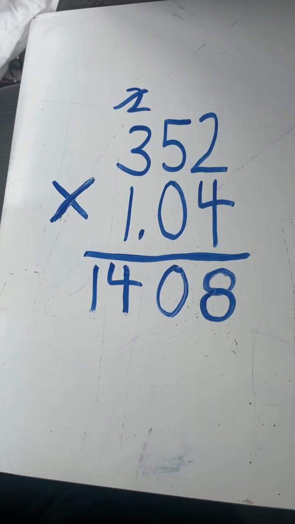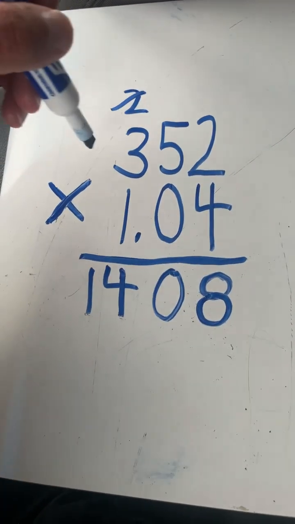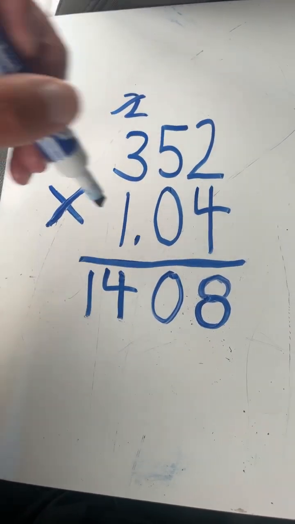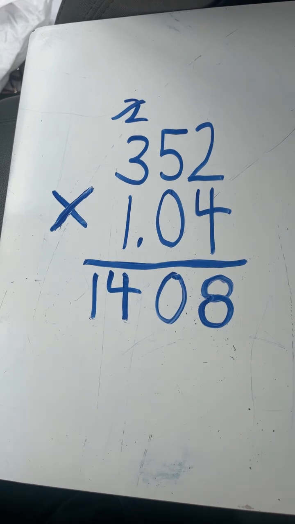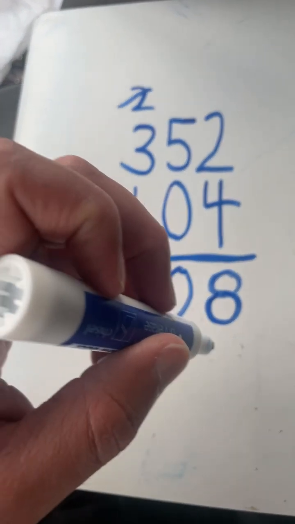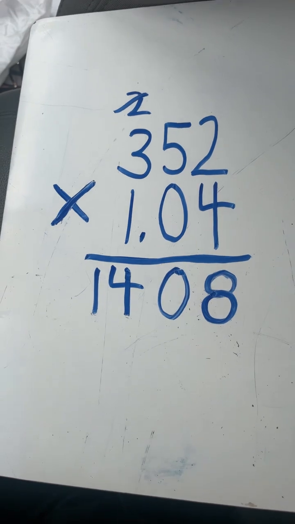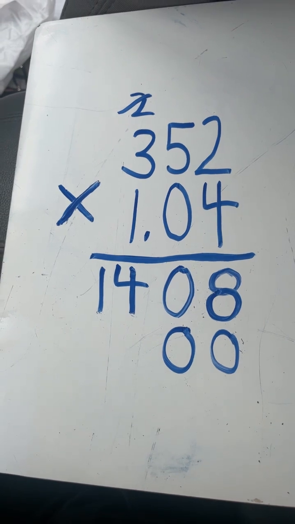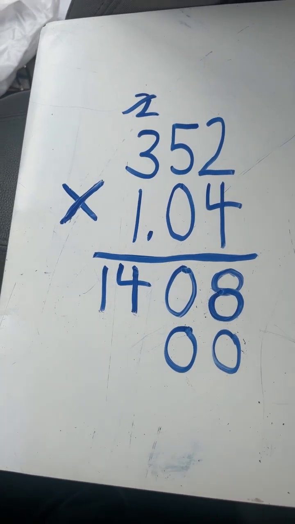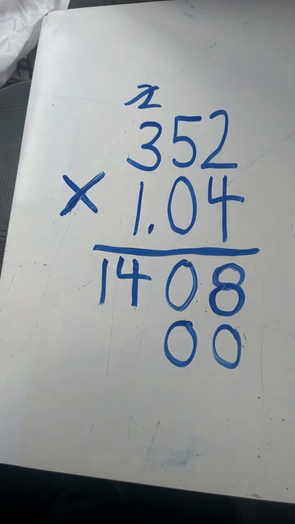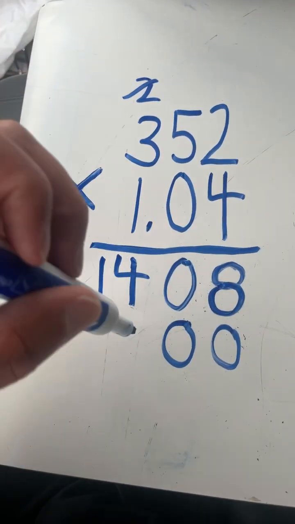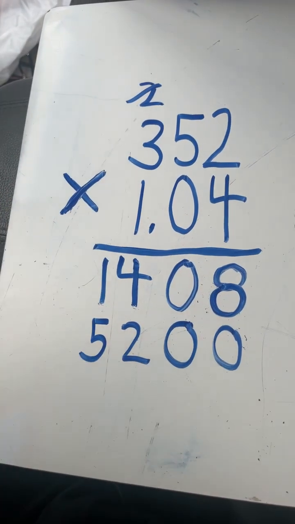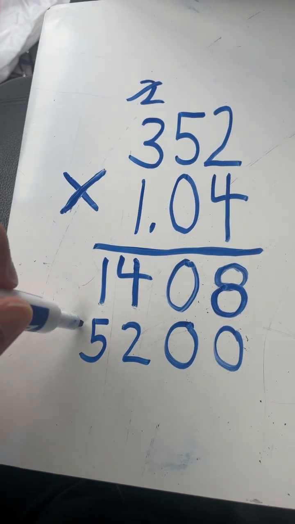Final step, we have to multiply the 3 digits on top times the bottom digit in the hundreds place. First off, I have to put a 0 in the ones and tens place, because we already multiplied everything in the ones and tens place. So now I'm going to multiply the 3 top digits times the bottom digit in the hundreds place. 2 times 1 equals 2. 5 times 1 equals 5. 3 times 1 equals 3.